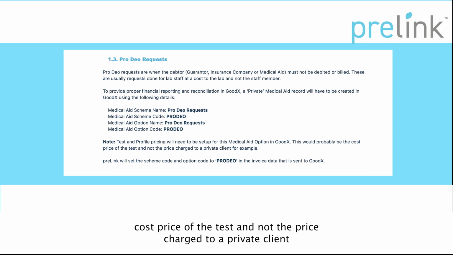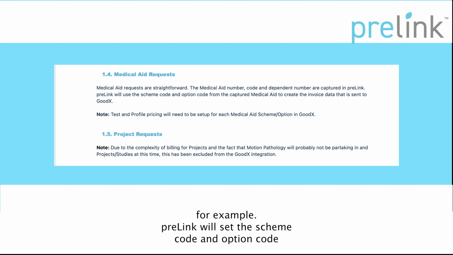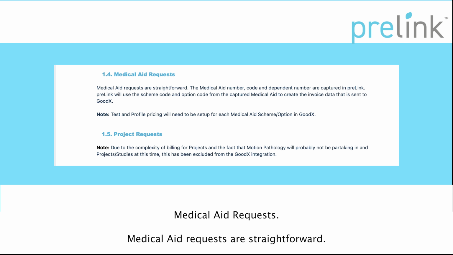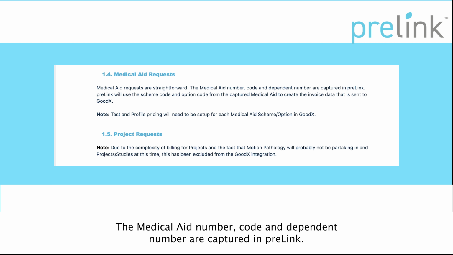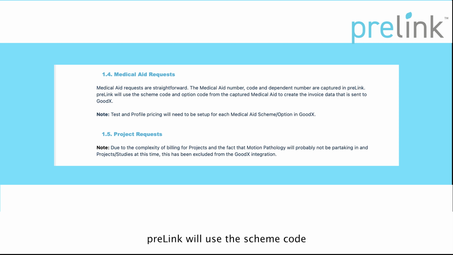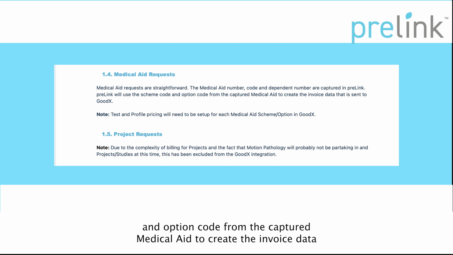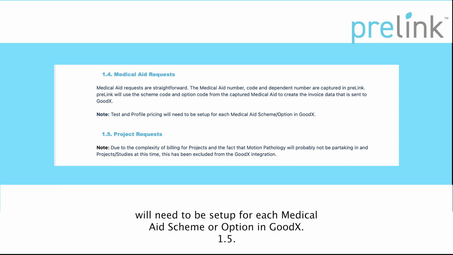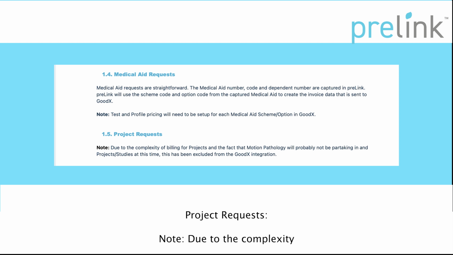Note, test and profile pricing will need to be set up for this medical aid option in GoodX. This would probably be the cost price of the test and not the price charged to a private client, for example. Pre-link will set the scheme code and option code to ProDeo in the invoice data that is sent to GoodX. 1.4 Medical aid requests. Medical aid requests are straightforward. The medical aid number, code and dependent number are captured in pre-link. Pre-link will use the scheme code and option code from the captured medical aid to create the invoice data that is sent to GoodX. Note, test and profile pricing will need to be set up for each medical aid scheme or option in GoodX.